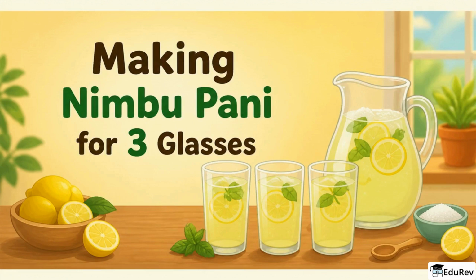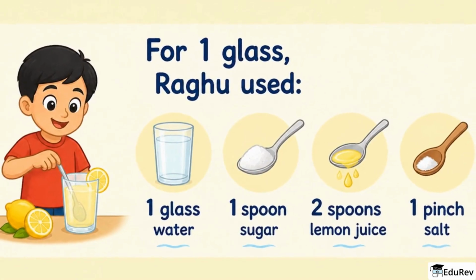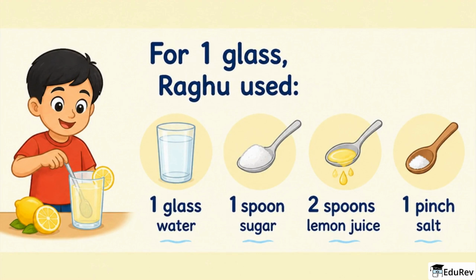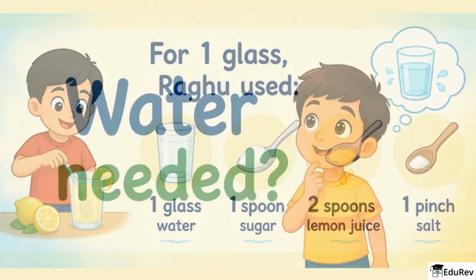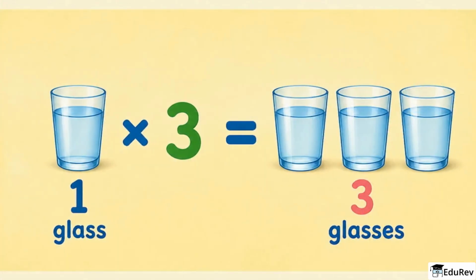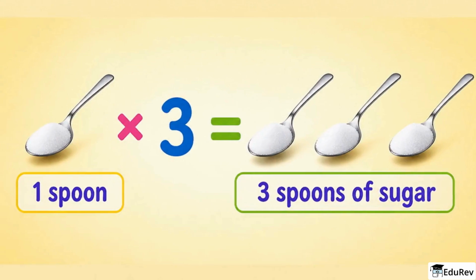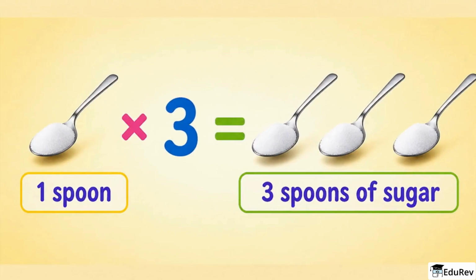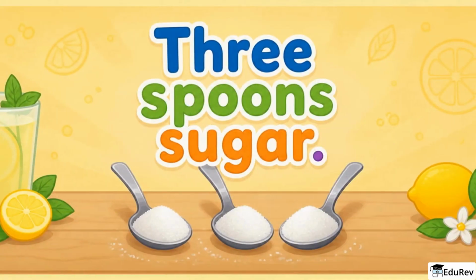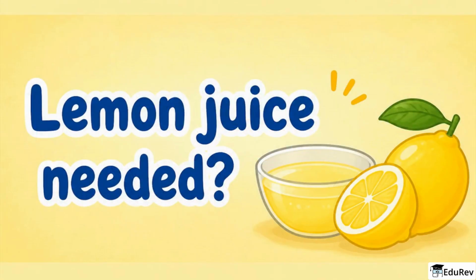Making nimbu pani for 3 glasses. For 1 glass, Raghu used 1 glass water, 1 spoon sugar, 2 spoons lemon juice, 1 pinch salt. Water needed? 1 glass times 3 gives 3 glasses of water. Sugar needed? 1 spoon times 3 gives 3 spoons of sugar. Lemon juice needed?